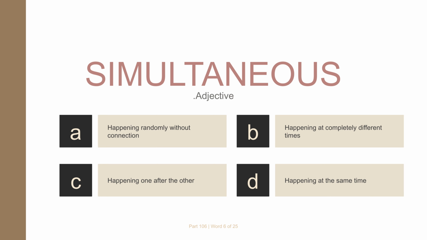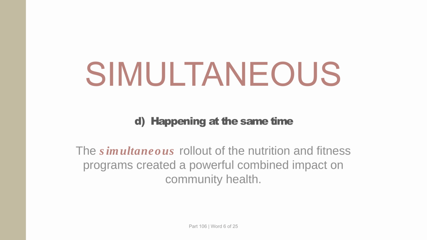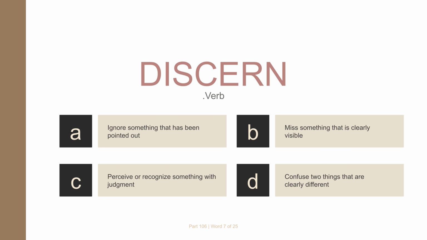Option D. Happening at the same time. Correct answer, Option D. The correct meaning of simultaneous is happening at the same time. Example: the simultaneous rollout of the nutrition and fitness programs created a powerful combined impact on community health. Question 7. What is the meaning of discern?